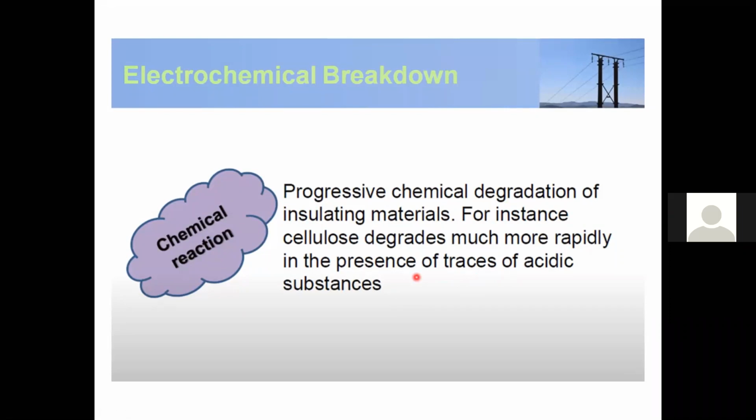For example, in a transmission line, we are using different types of insulating materials, like pin type and suspension type, to provide isolation between earth and conductor. Because of acid rains, the insulating materials react with acids, and then breakdown of the insulating materials takes place. That is the problem we are facing, because of electrochemical breakdown.